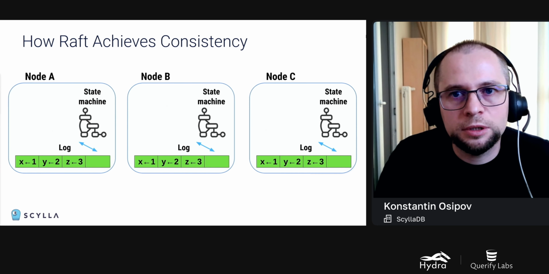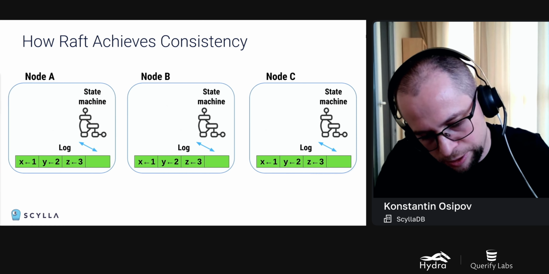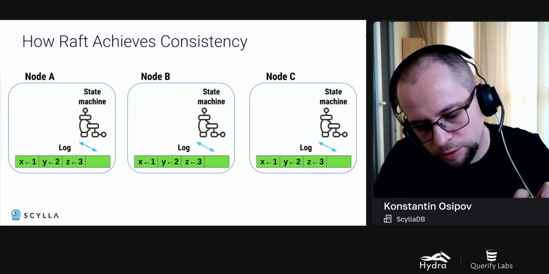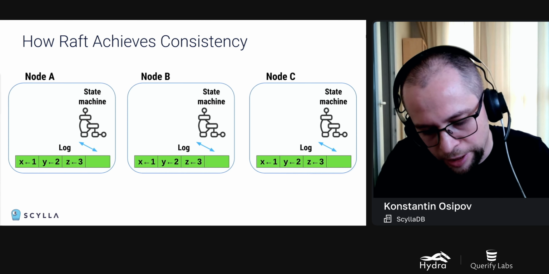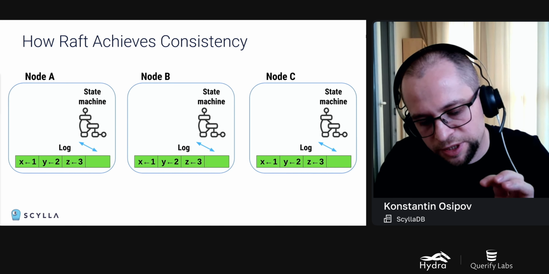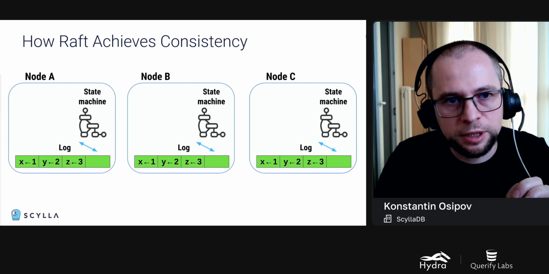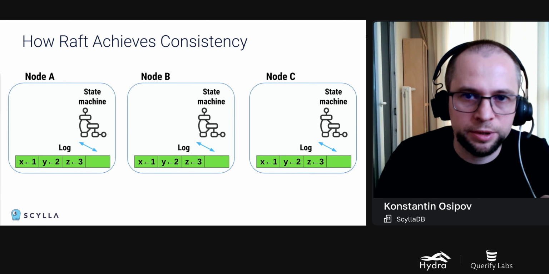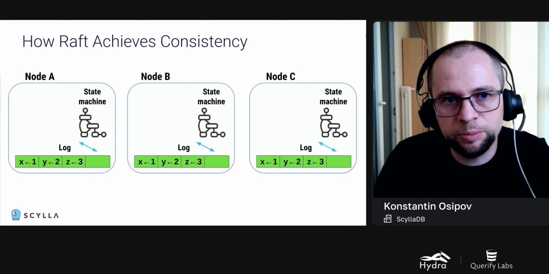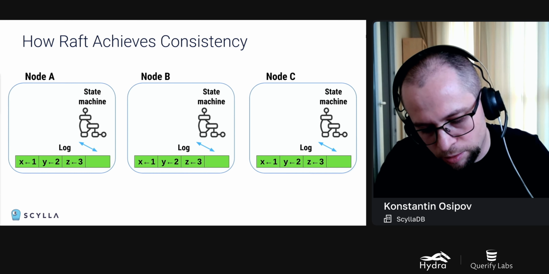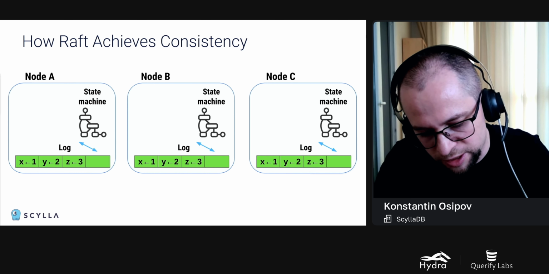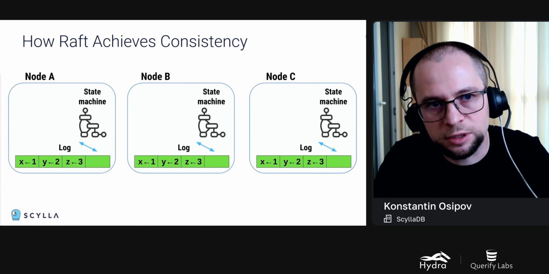Every node has a persistent log, and before a command is applied to the state machine, it's recorded in the log. As soon as it is recorded in the log on the majority of the replicas, on the majority of participants, we can make sure that this command is not lost, and we can apply it to the state machine.